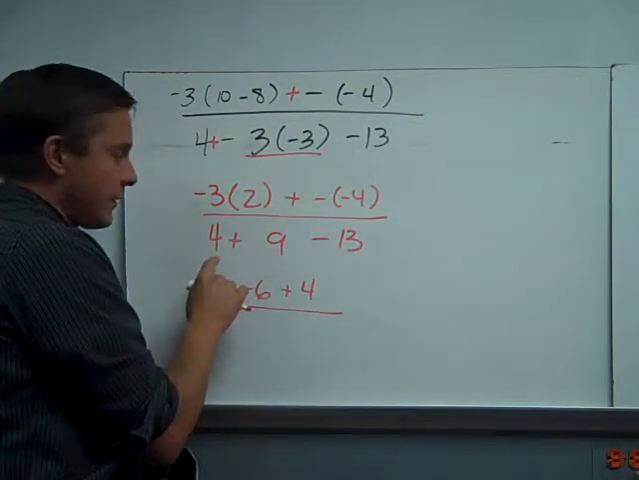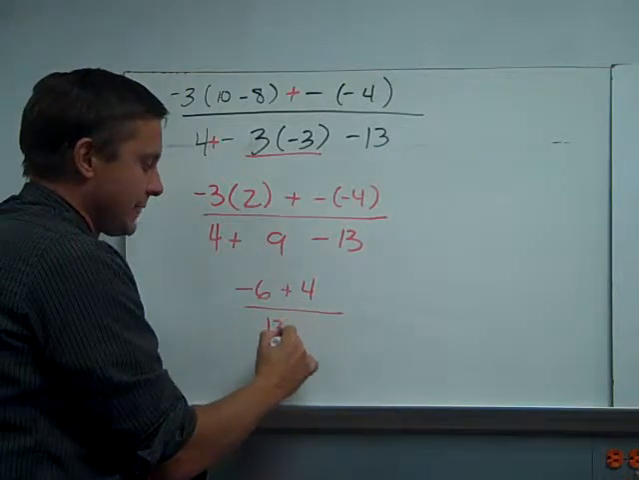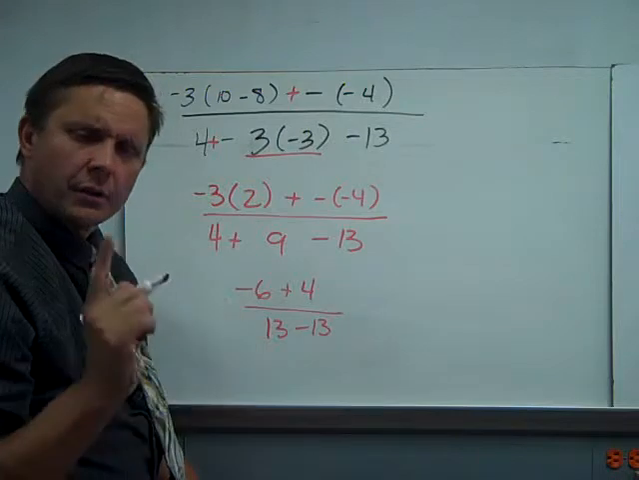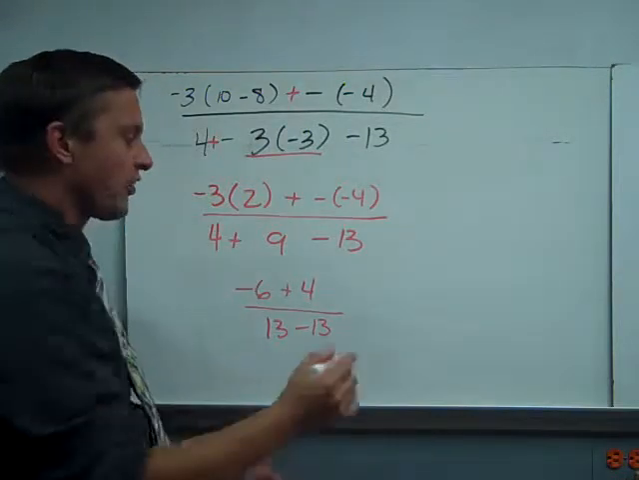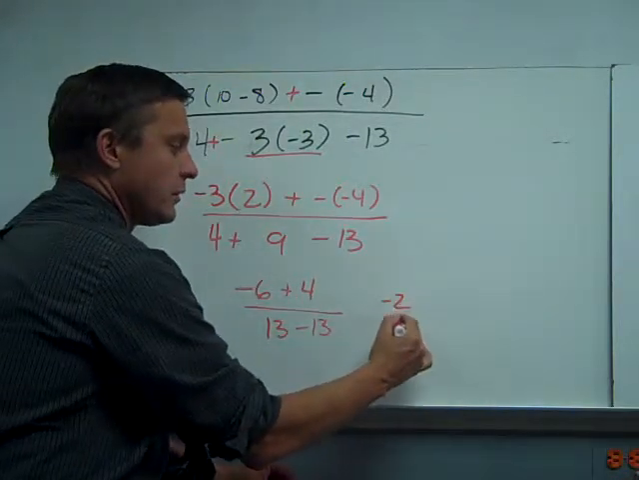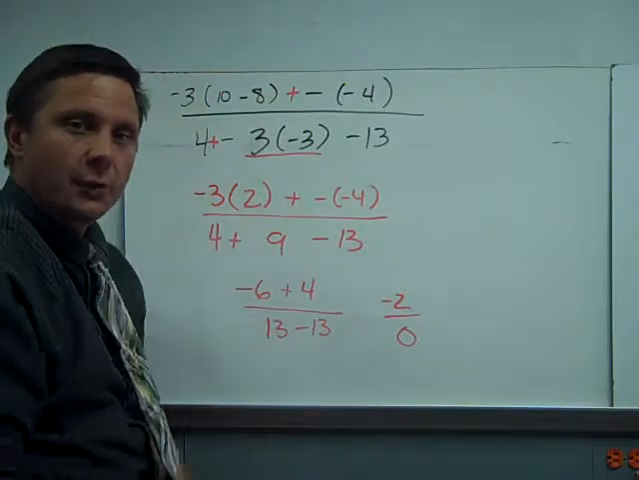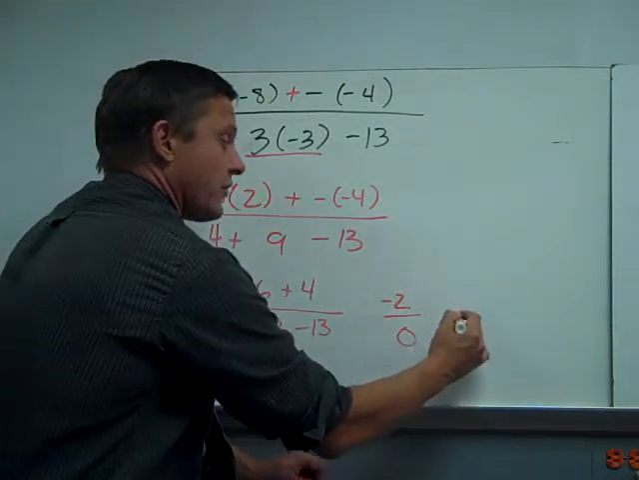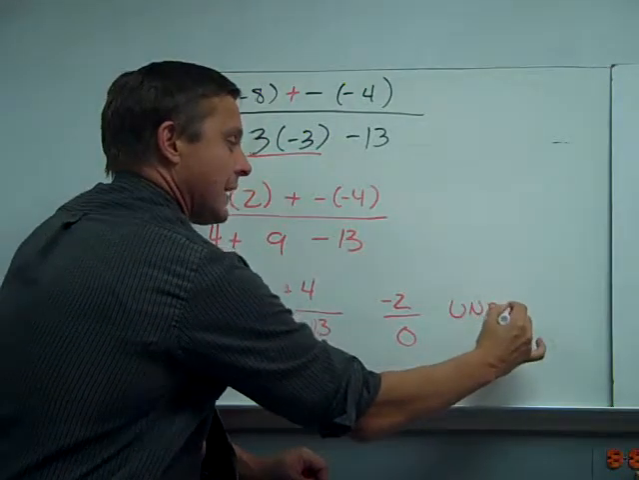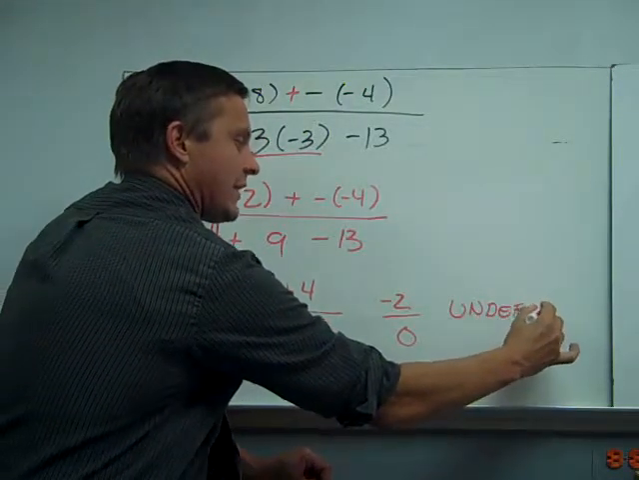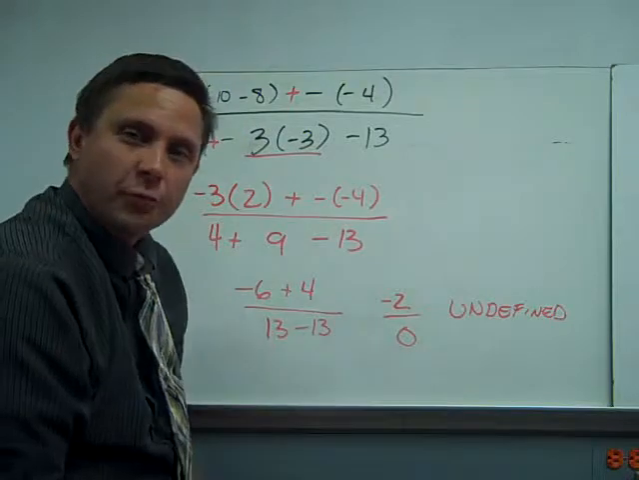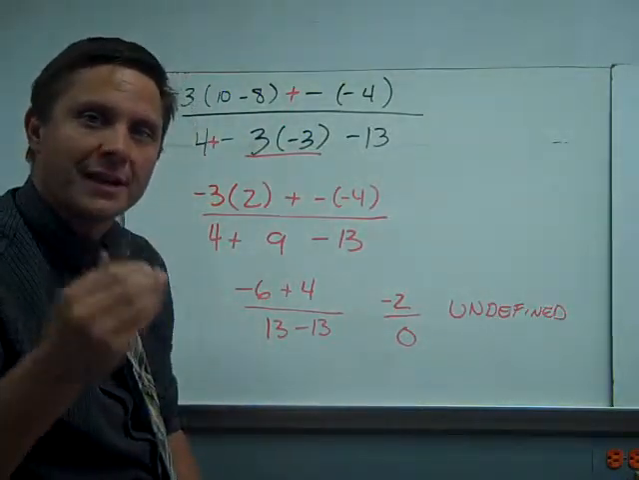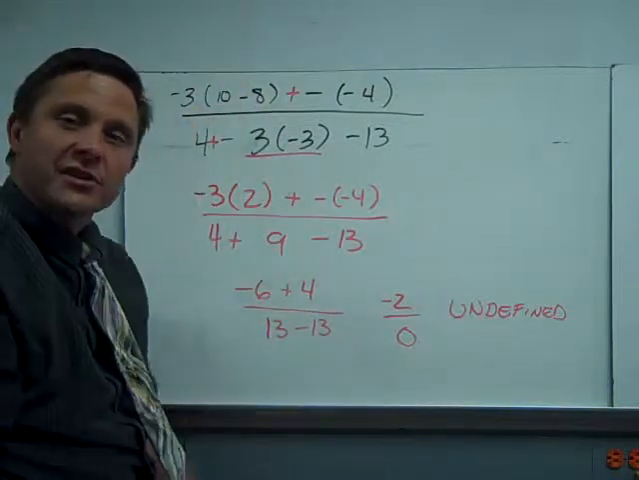In the denominator, 4 plus 9 is 13 minus 13. And right about now, I hope you're saying, wait a minute, or uh-oh, because I'm going to get -2 over 0. And what's our rule? This is a horror picture, right? This is undefined. Again, order of operations. It's just practice, slowing down, working parentheses, then exponents, and multiplying, dividing, and subtracting, and working step by step.